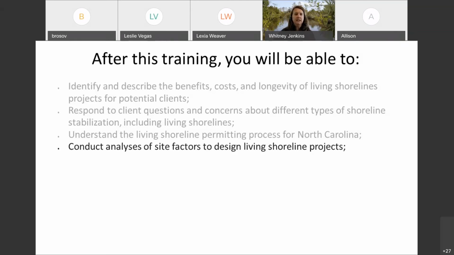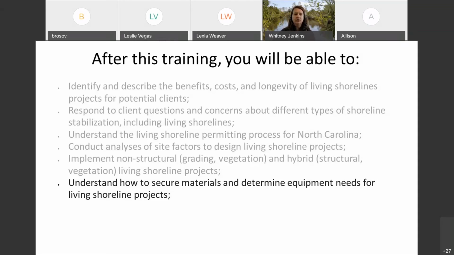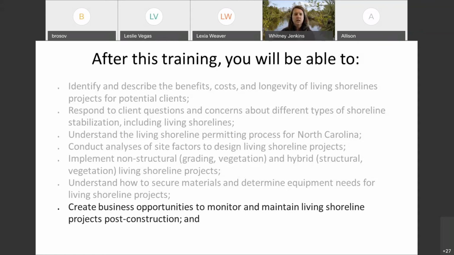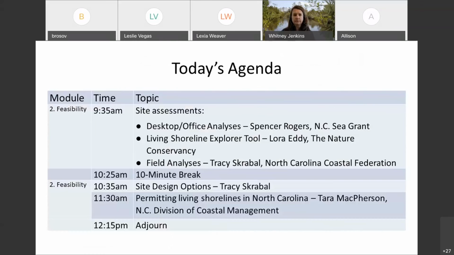Conduct analyses of site factors to design living shoreline projects. Implement non-structural, such as grading and vegetation, and hybrid, such as structural and vegetation, living shoreline projects. Understand how to secure materials and determine equipment needs for living shoreline projects. Create business opportunities to monitor and maintain living shoreline projects post-construction. And provide instructions to property owners on basic maintenance and how to evaluate project success.